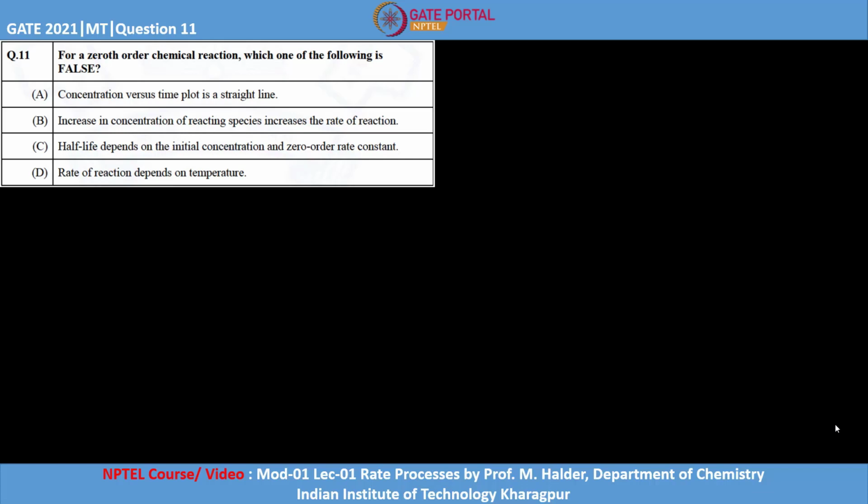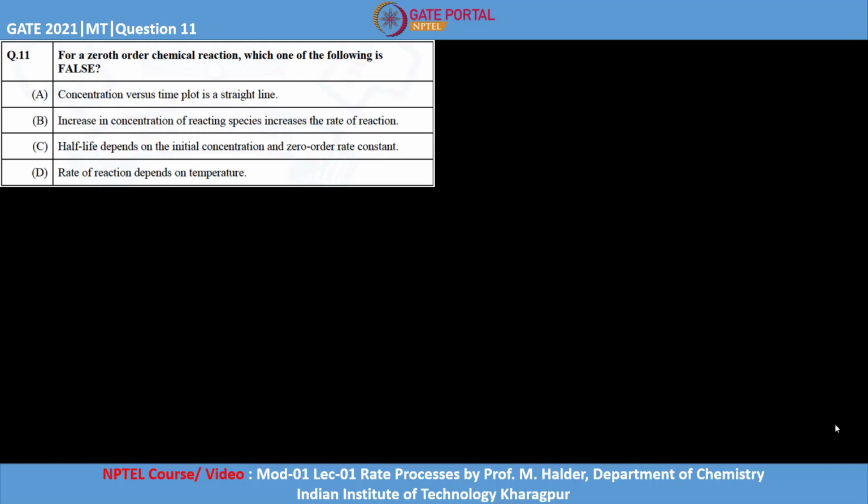So this is question number 11 of GATE 2021 Metallurgical Engineering, which carries 1 mark. The question tells, for a zero order chemical reaction, which of the following is false?